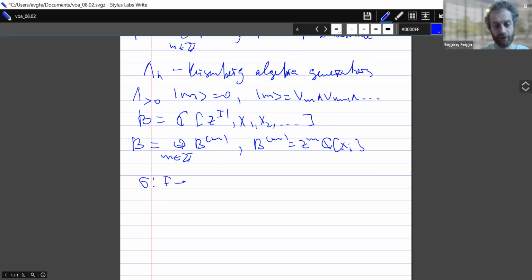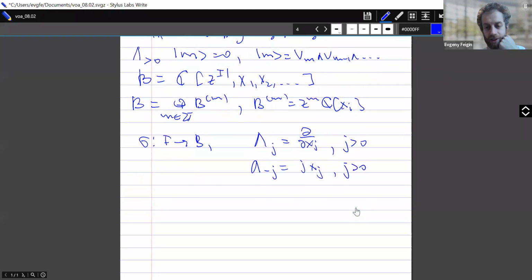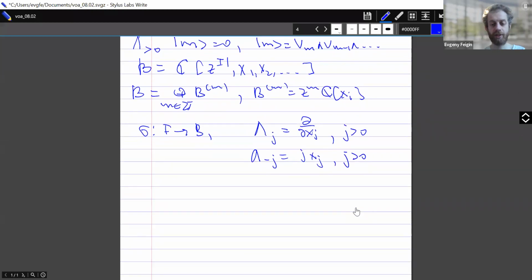Well, and then we had the identification sigma from F to B, by saying that lambda j is d over dxj, j positive, and lambda minus j is j xj, still j positive. So this is the identification.